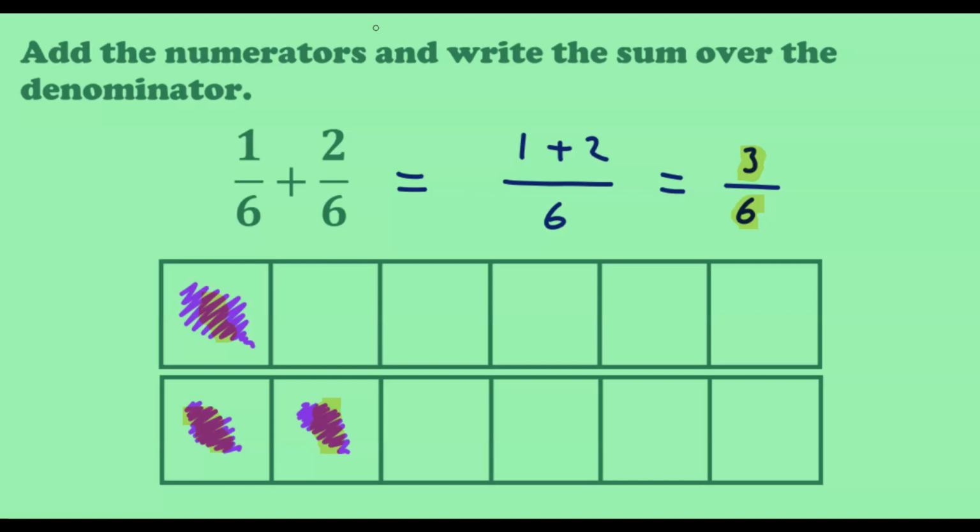When we add two fractions which have the same denominator, all we need to do is add the numerators, and then we have to write the sum over the denominator. Now, after we have done this, we can simplify the fraction if necessary.